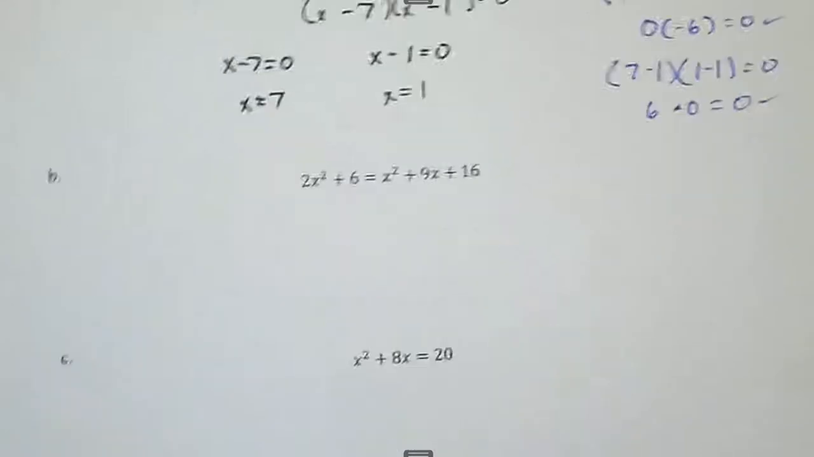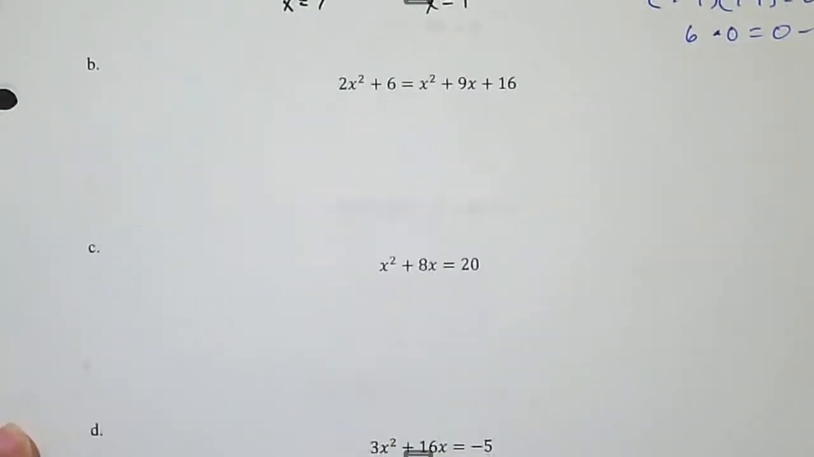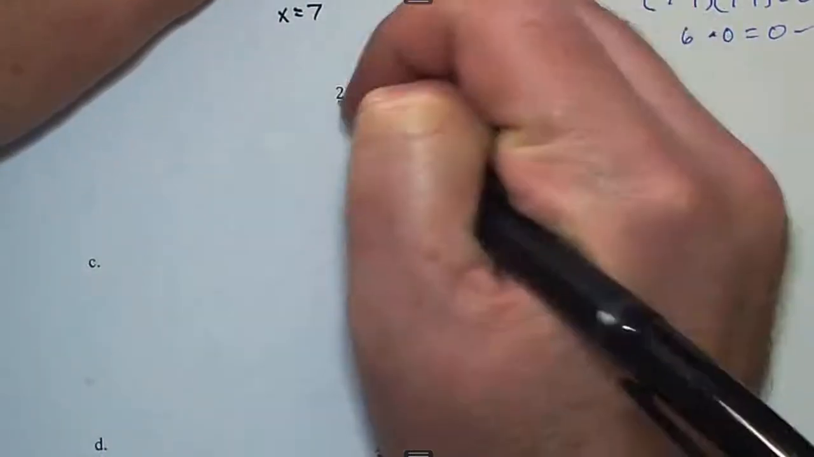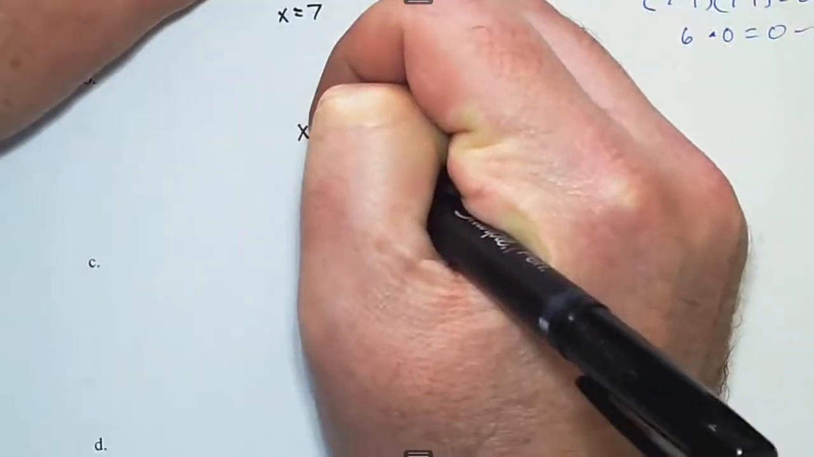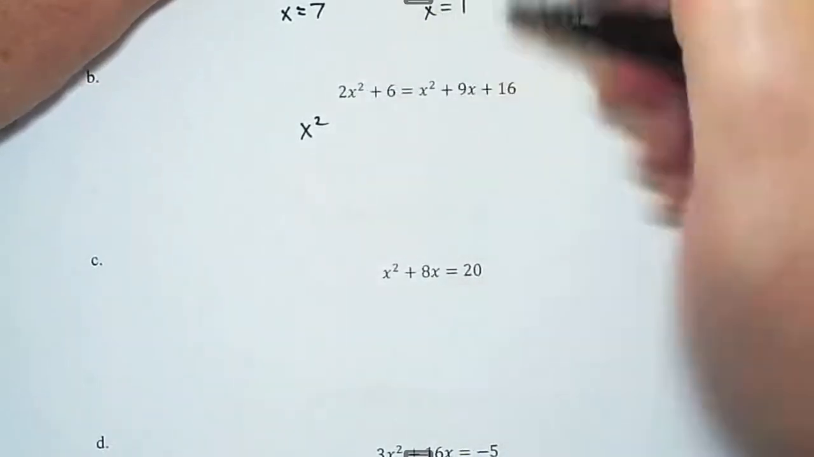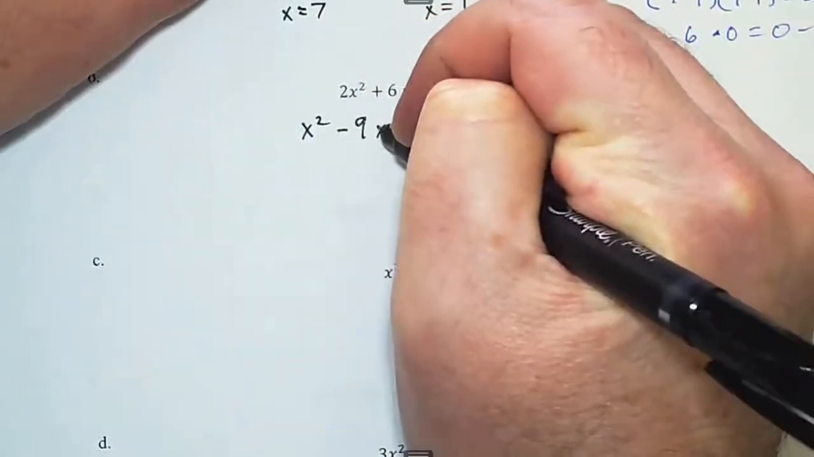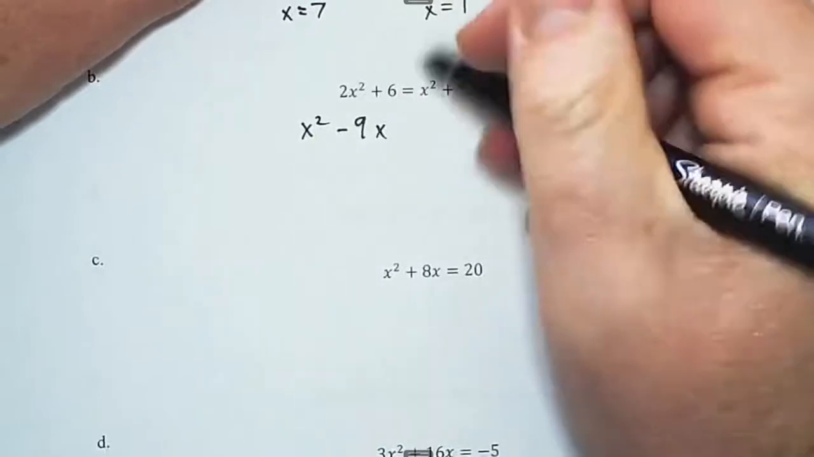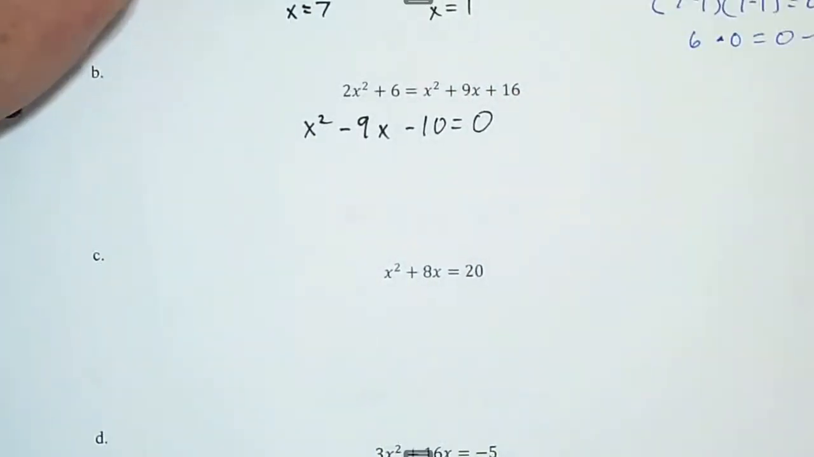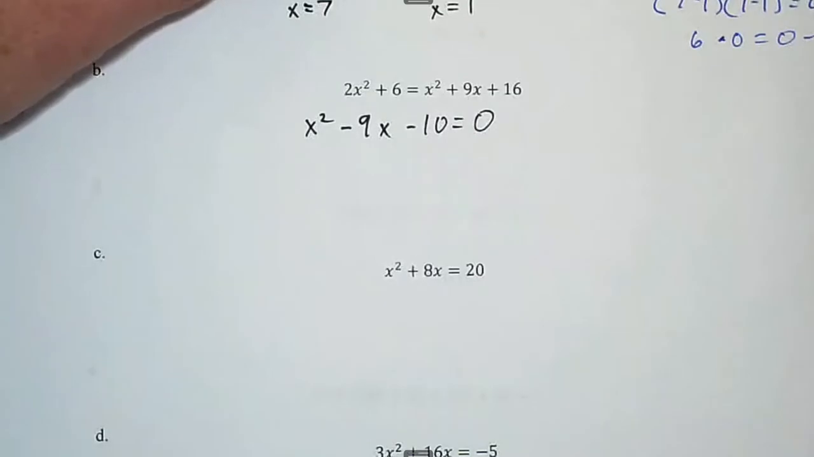We have to have the equation equal to 0. Factoring does not help you unless it's equal to 0. So let's do that first. I'm going to subtract x squared from each side, giving myself a 1x squared on the left. I'll subtract 9x from each side, making this minus 9x. And then I'll subtract 16 from each side, giving me a negative 10. That's right, just moved everything to one side.